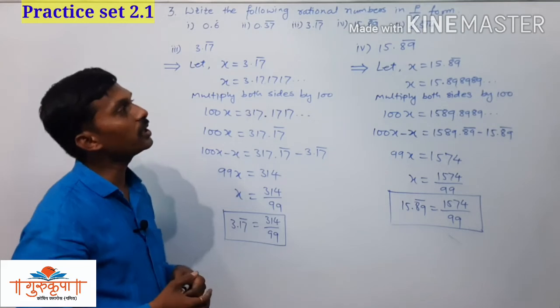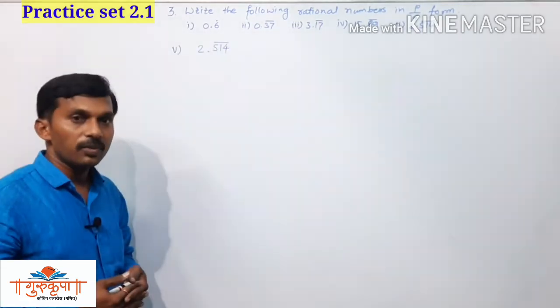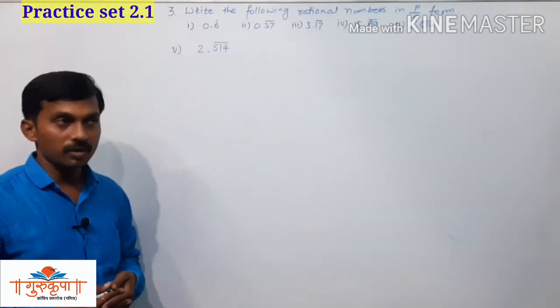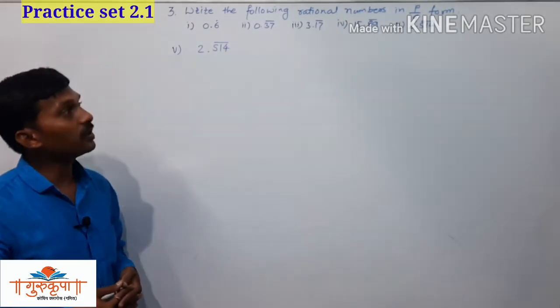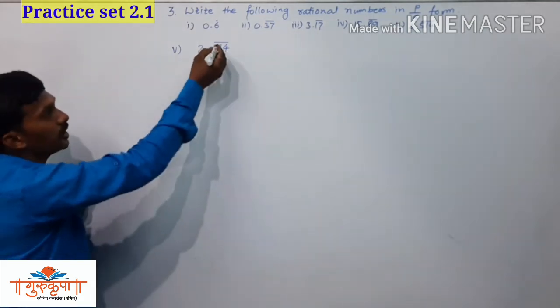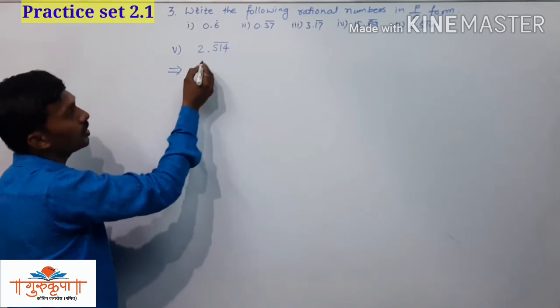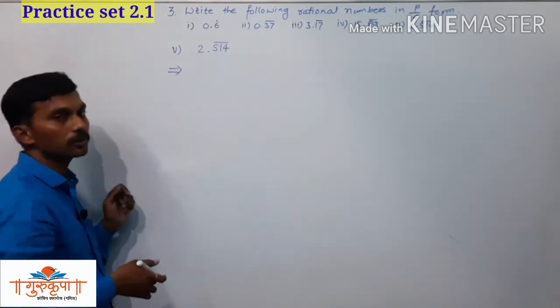Now we have to take the last example, that is example number 5, from the third question. The question is, write the following rational numbers in P upon Q form. The given number is 2 point recurring 514.